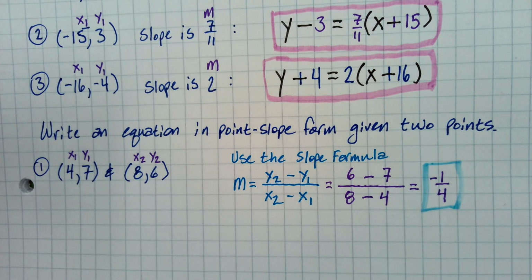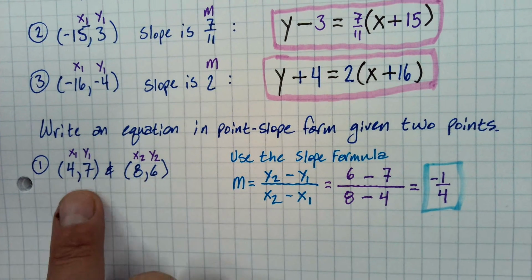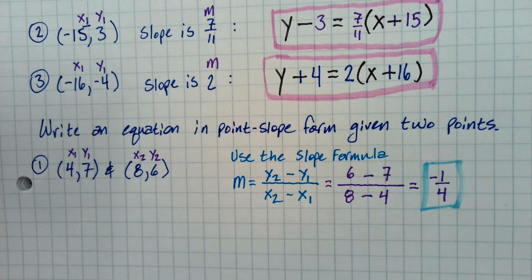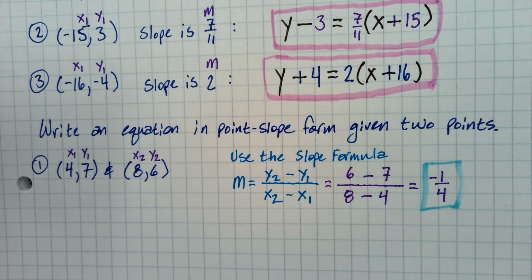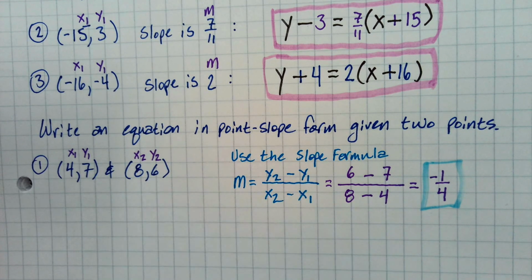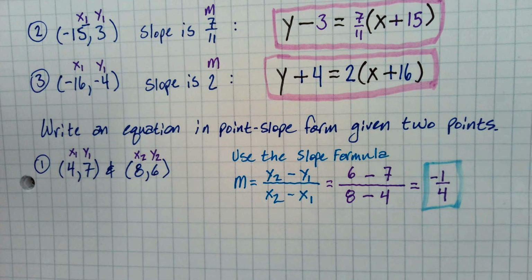But now we got another situation. We got 2 ordered pairs, right? We got 4, 7 or 8, 6. Which one should I use? Is one of them the one we should use and one of them we shouldn't? We could use that one. Or we could use the other one. So we're going to do something a little different. We're only going to do it once. So we're going to use this one first with that slope.